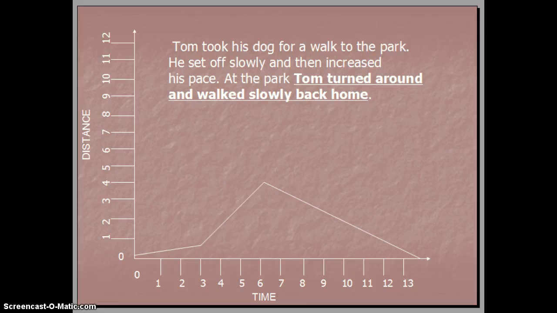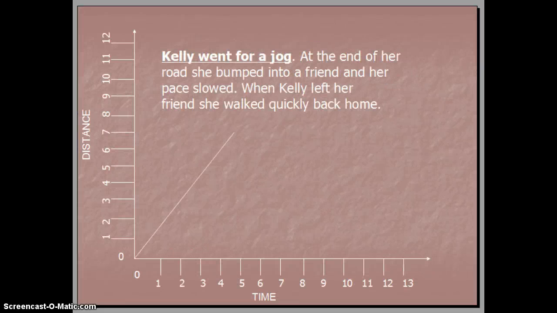Okay, let's try another one. And then you guys are going to be doing this on your own. Okay, Kelly went for a jog. At the end of her road, she bumped into a friend, and her pace slowed. When Kelly left her friend, she walked quickly back. So here we show Kelly went for a jog. So she's slowly jogging at a constant rate.